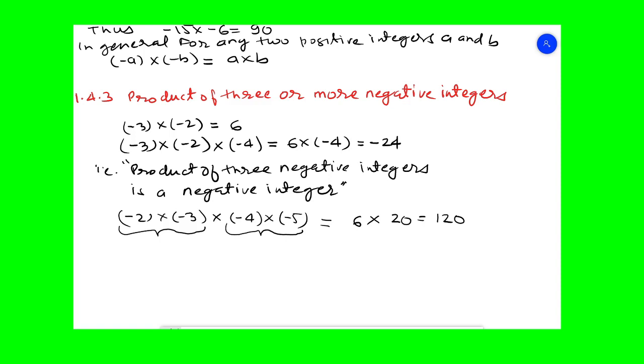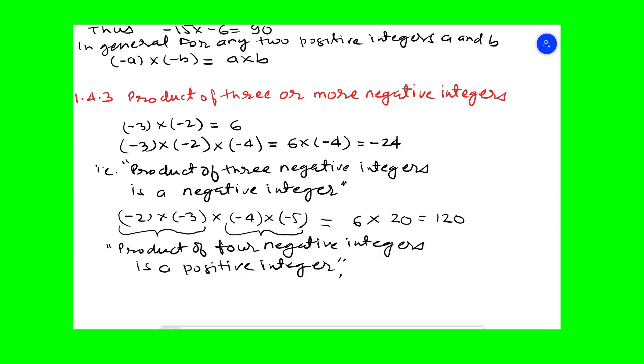So what we conclude, product of 4 negative integers is a positive integer. From the above two examples, product of 3 negative integers gives us a negative integer. Product of 4 negative integers gives us a positive integer.